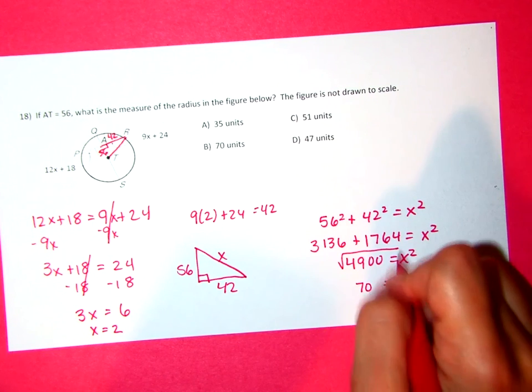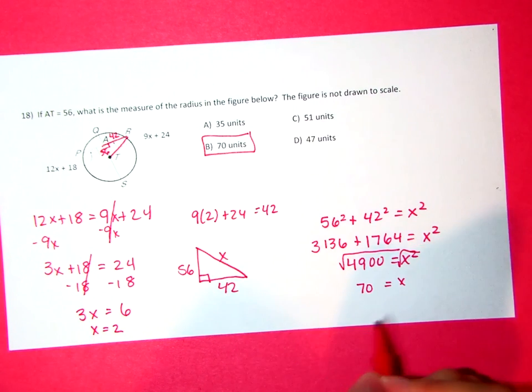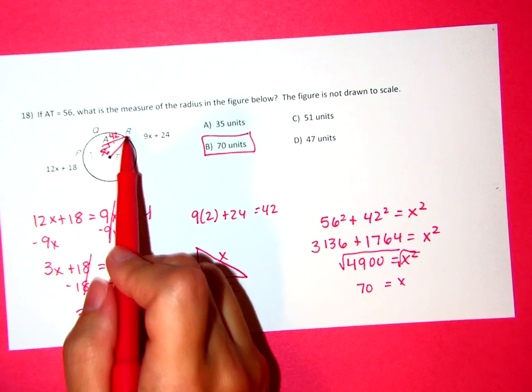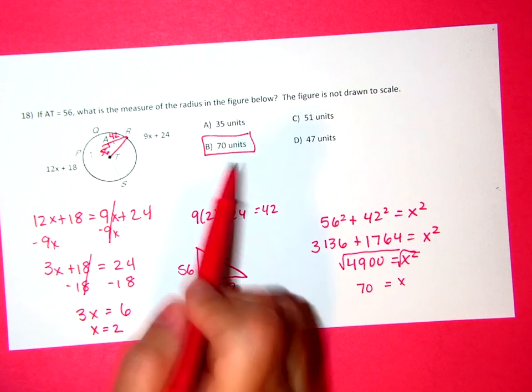There's that square root. So x is 70 units, which is answer choice B, because look, we were just trying to find the radius. The radius is from the center to the side, and I just found this to be 70 units, so we have solved the problem.